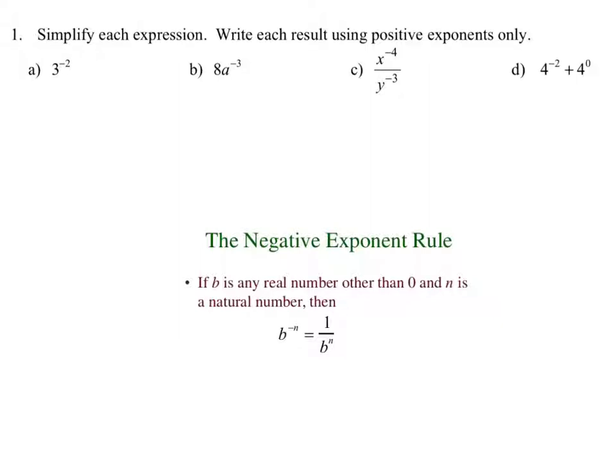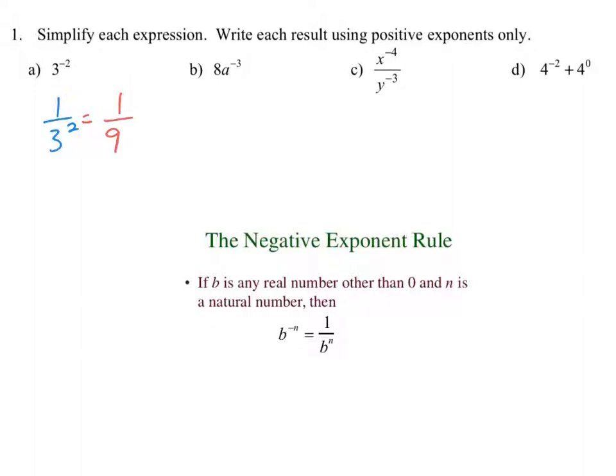If there's a negative exponent in the numerator, you bring it to the denominator and that exponent becomes positive. If there's a negative exponent in the denominator, you can move that to the numerator and that exponent becomes positive. Let's begin with the first example, 3 to the negative 2 power. This is the same thing as 1 over 3 to the second power. So we can write the result as 1 over 3 to the second power, or we can evaluate and simplify it as 1/9.